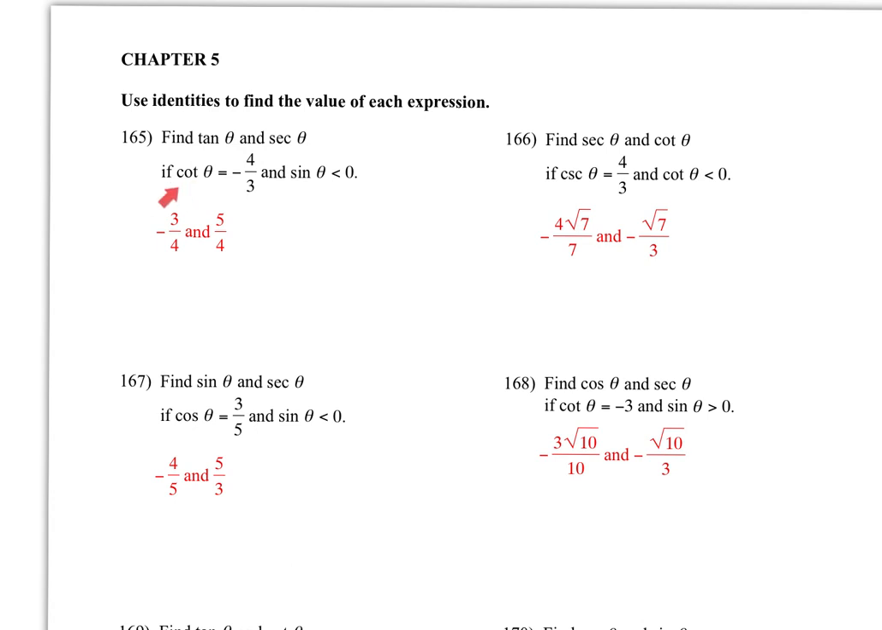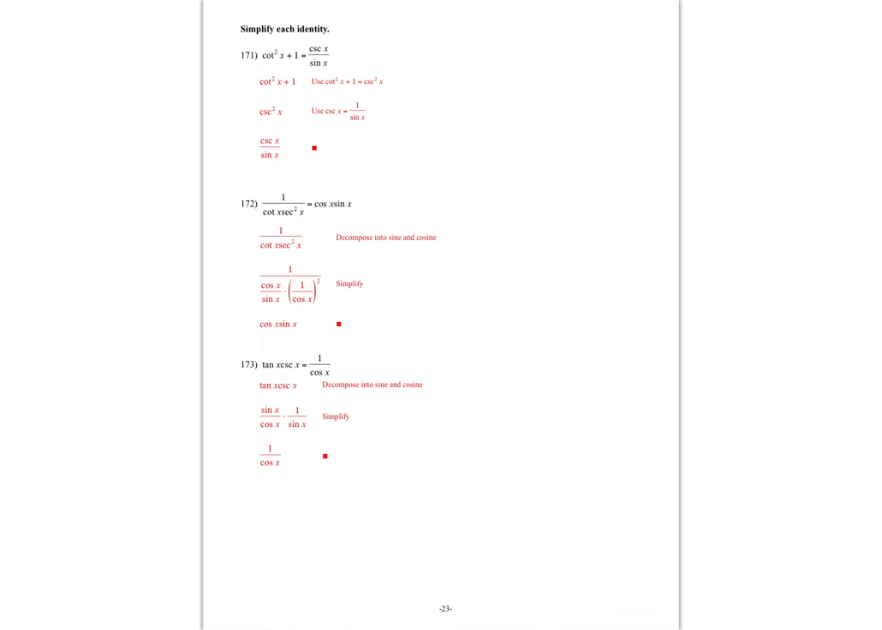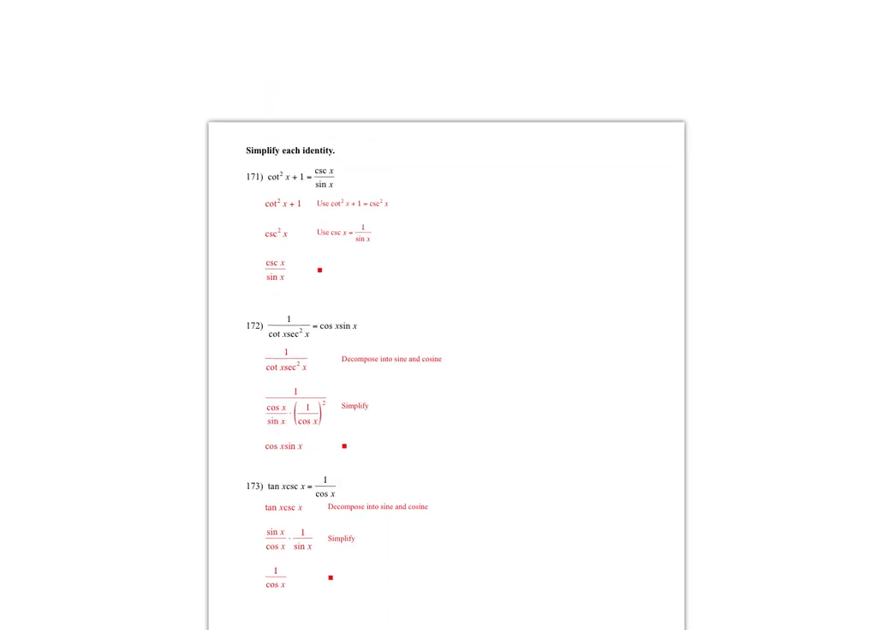Use what you have. It gave you cotangent, it wants tangent. Flip it, right? It wants secant. Well, once you have tangent, use Pythagorean identity and find secant, okay? So you may all solve these differently, because there are different ways to solve them, but use your identities to solve. You need to know your identities, all right? That theme goes along here too.